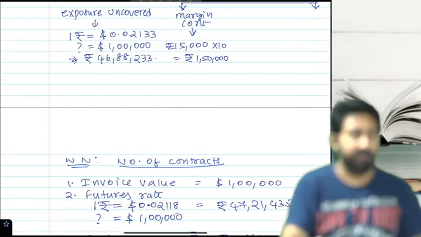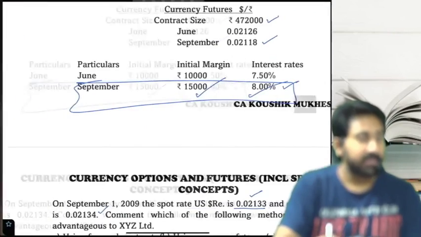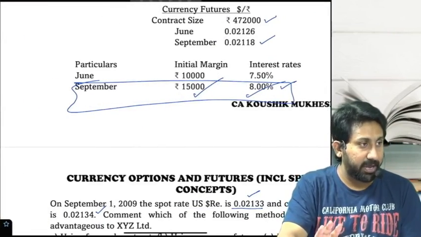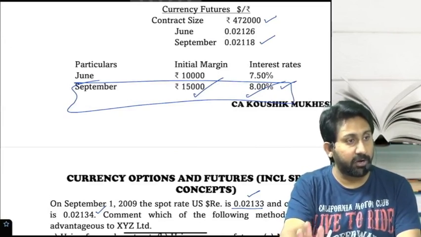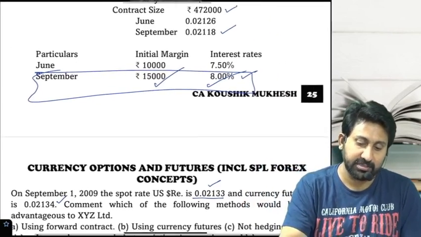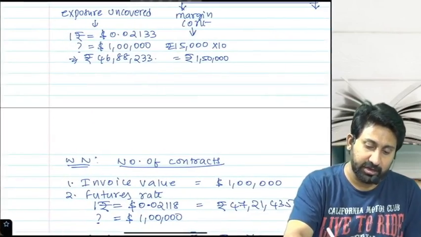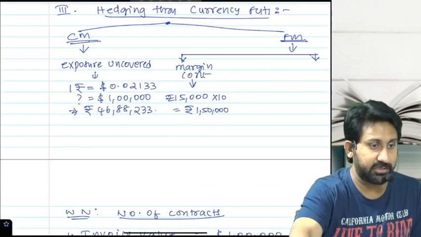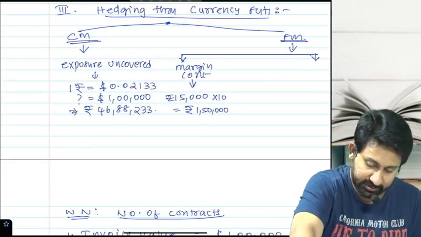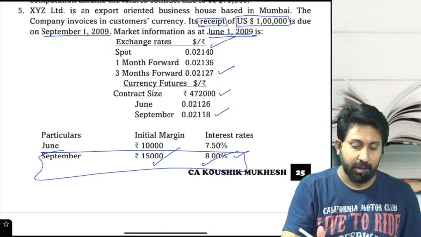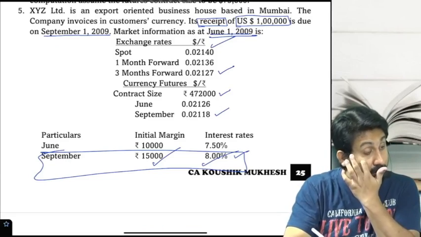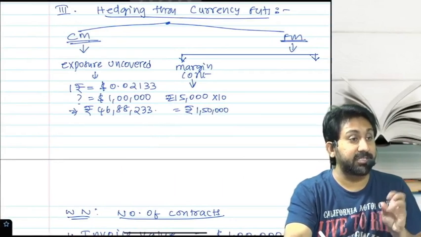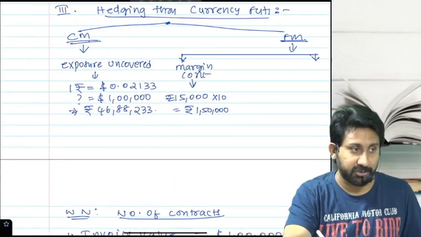Rupees 1,50,000. So simply what he wants to tell is that 15,000 rupees you need to pay as initial margin per contract. How many contracts are there in total? There are 10 contracts. You need to pay this much amount as margin. Up to here, understood? Next. Margin cost represents not the margin deposit, but the opportunity cost of interest.